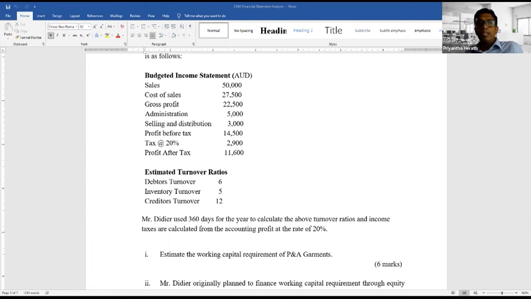Can you see the Excel sheet? Still on the paper. No, not yet, that is only the question paper still. No Excel sheet. Can you see now?